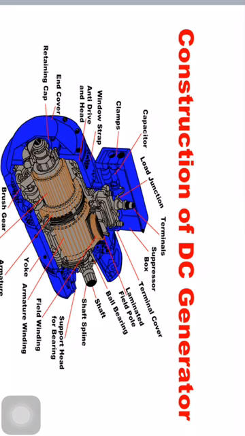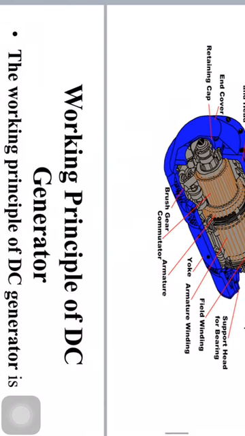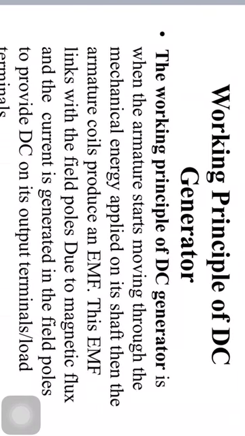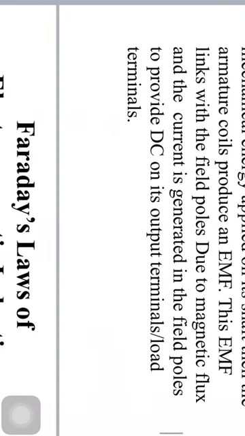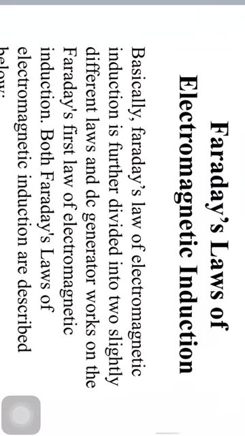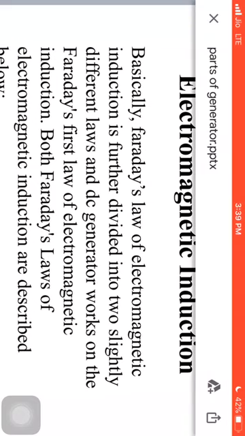So before that, we will take a glance at the working principle of DC generator. The working principle of DC generator is when the armature starts moving through the mechanical energy applied on its shaft, then the armature coils produce an EMF. This EMF links with the field poles due to magnetic flux, and the current is generated in the field poles to provide DC on its output terminals. And before that also we'll see Faraday's laws of electromagnetic induction.